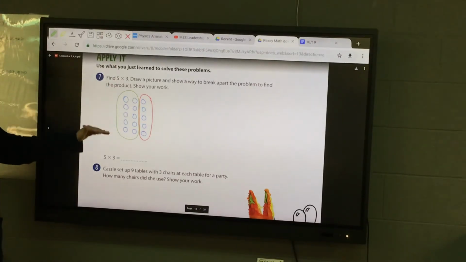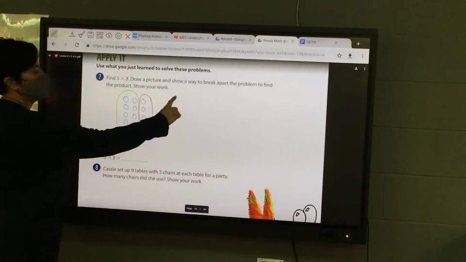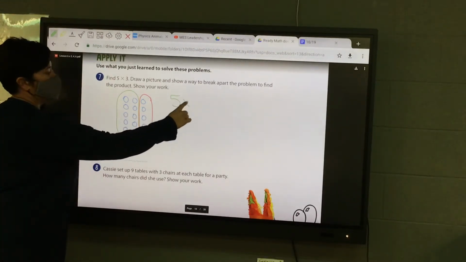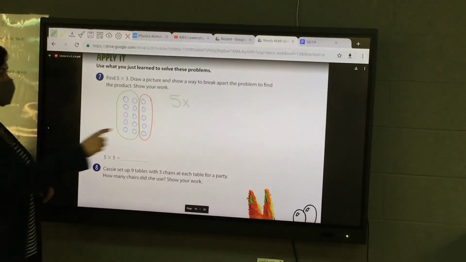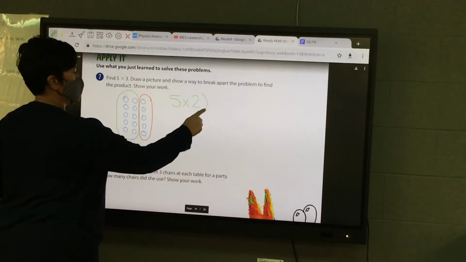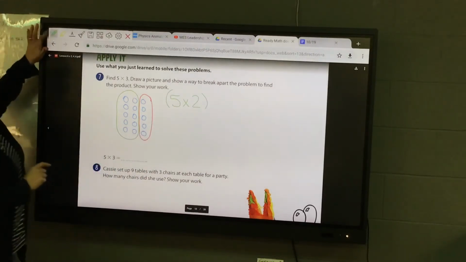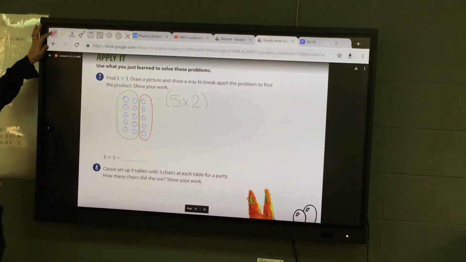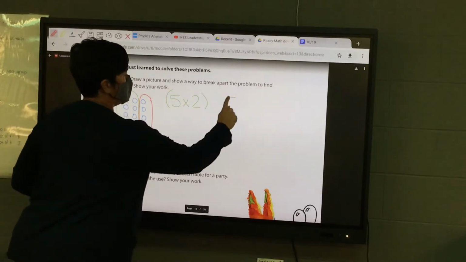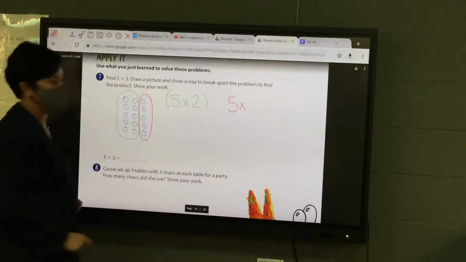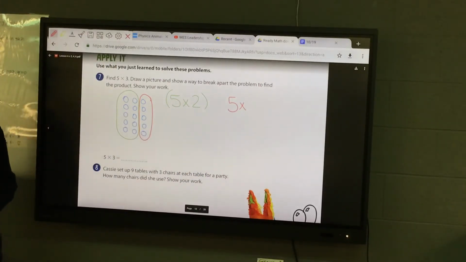How many are in each row? How many rows do I have, I mean? Everybody? 5. And how many are in each row now? 2. There are 2. Okay. What about the second part that I broke off? How many rows do I have? 5. And how many are in each of those rows? 1. Just 1, right?